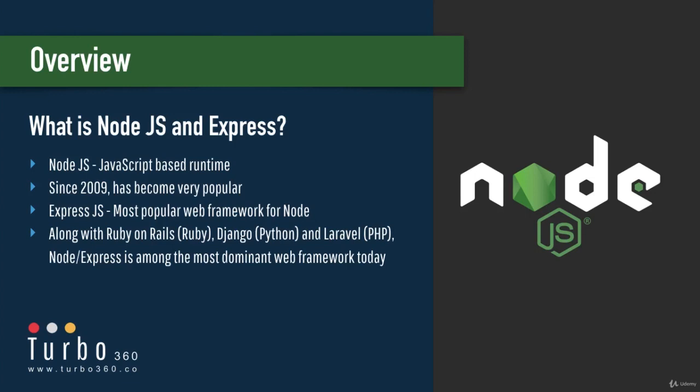There are a handful of popular web frameworks in the industry today. You've probably heard of a few of these, such as Ruby on Rails, Django, which is a Python-based framework, as well as Laravel, which is a PHP framework. And Express is the JavaScript framework for Node.js for web applications.